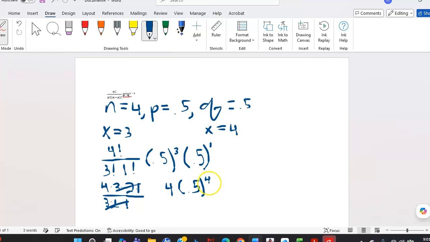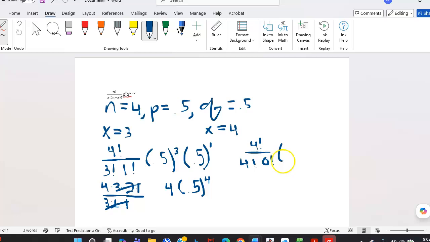Now, I'm going to leave that because I'll put them into my calculator all at once. But let's go to the second calculation of x equals 4. If I put that into the formula, we'll have 4 factorial for n, and then 4 factorial times n minus x factorial. So 4 factorial, 0 factorial, which again is 1. And it may not actually tell us that in the notes, so that's important to know. So really, this is 4 factorial over 4 factorial, it's 1.